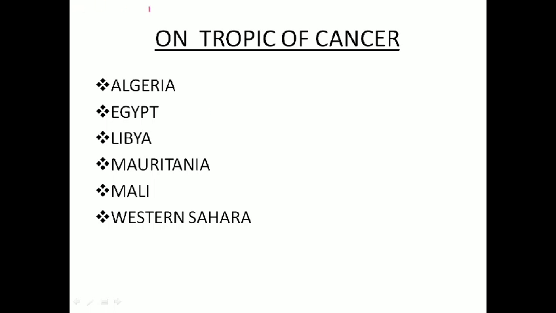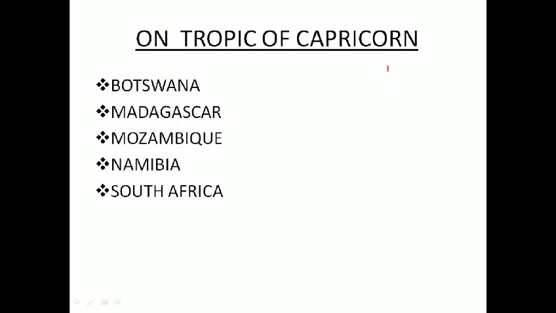On the Tropic of Cancer: Algeria, Egypt, Libya, Mauritania, Mali, Western Sahara. So these are on the Tropic of Cancer. Now on the Tropic of Capricorn: Botswana, Madagascar, Mozambique, Namibia, and South Africa. So these are on the Tropic of Capricorn.